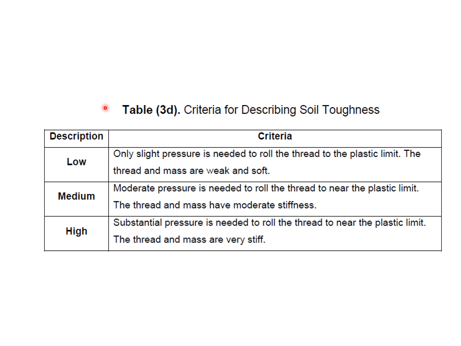Well, this is Table 3D, criteria for describing soil toughness: low, medium, and high. For low, only slight pressure is needed to roll the thread to the plastic limit. The thread and mass are weak and soft. Medium, moderate pressure is needed to roll the thread to near the plastic limit. The thread and the mass have moderate stiffness. High, substantial pressure is needed to roll the thread to near the plastic limit. The thread and mass are very stiff.